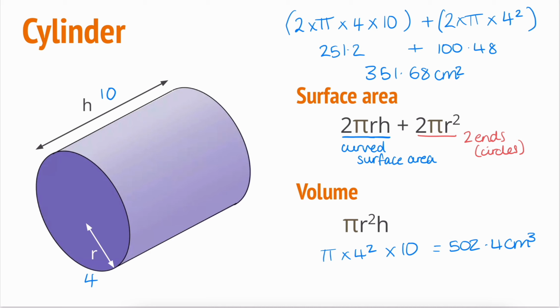So any time you're working with a cylinder, you need to know the radius and you need to know the height. They're the only two things that you need to know in order to find the surface area or the volume.